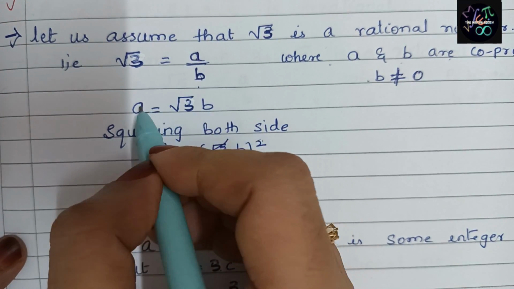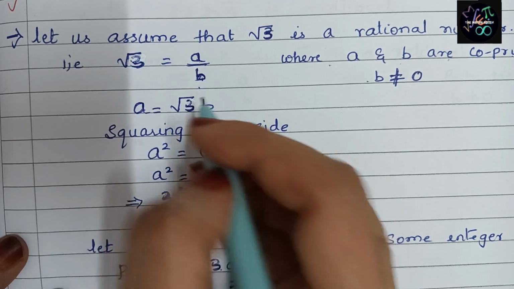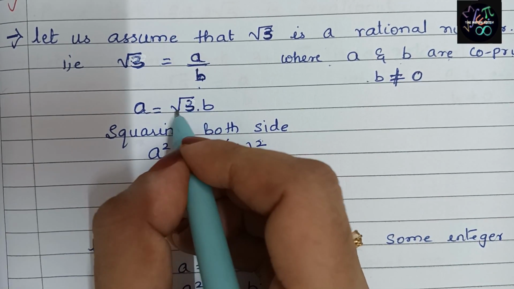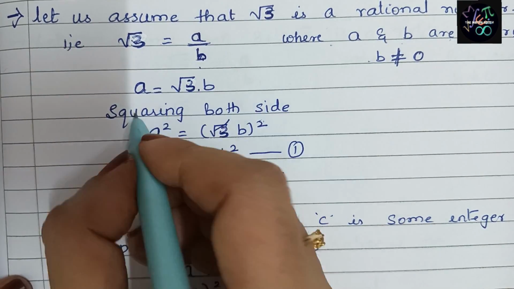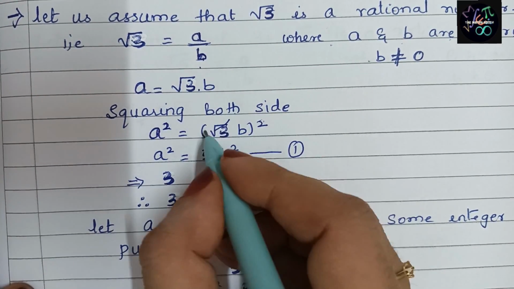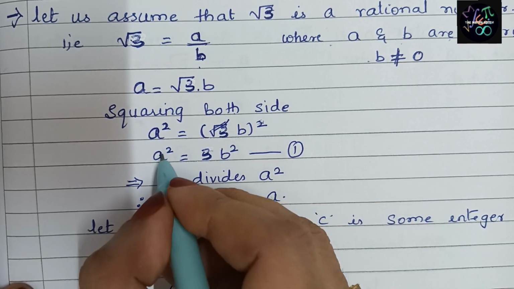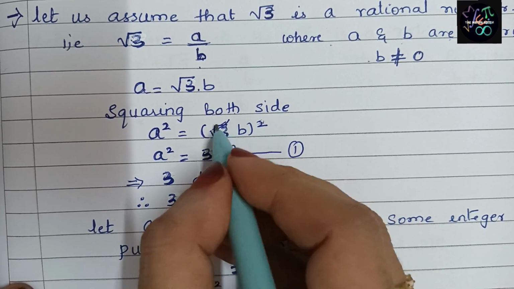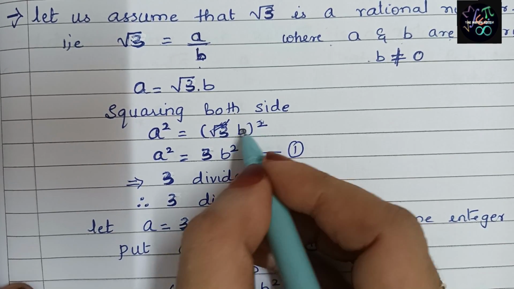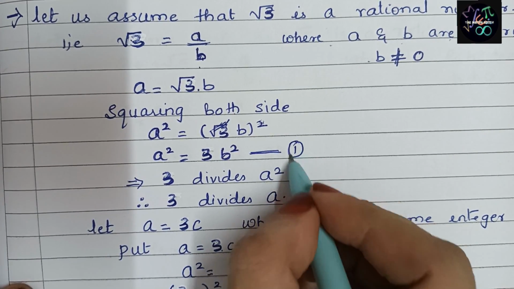So A is equal to root 3 into B. We need to remove the root, so squaring both sides. We have done the square on this side and this side also, square on both sides. Square and root get cancelled. Here A square as it is. Square and root get cancelled, remains 3. B square is nothing but B square. So let us consider this as equation 1.